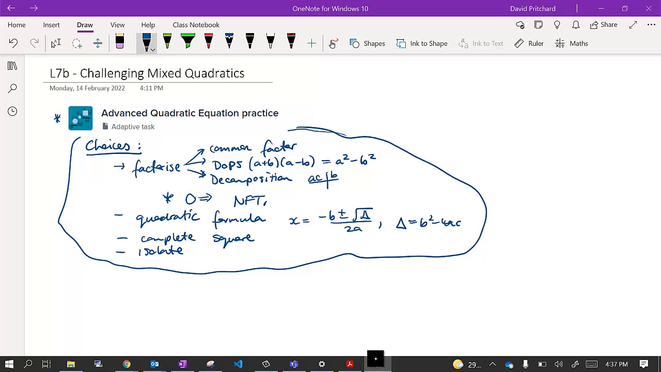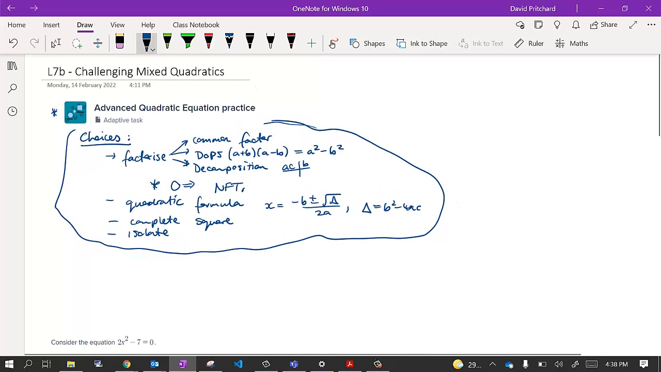So as I said in the previous lesson, it's all about the choices now. So you have the skills, maybe you need to practice them a little bit more, but we've introduced those and you've got all these choices. You can factorize by using common factors, you can use DOPS, you can use decomposition, and if it's equal to 0, you can apply these to apply null factor theorem to be able to solve for the variables. You could use quadratic formula, you can complete the square, you can isolate, and we've got all these quadratic skills that we focused on that you can use to solve in different scenarios.